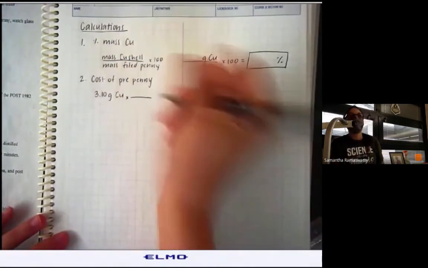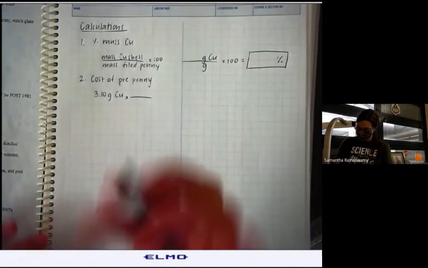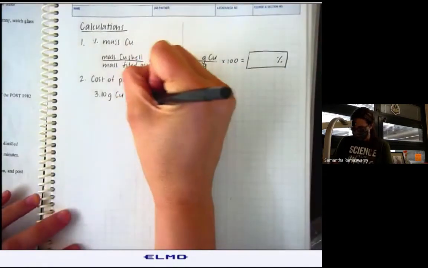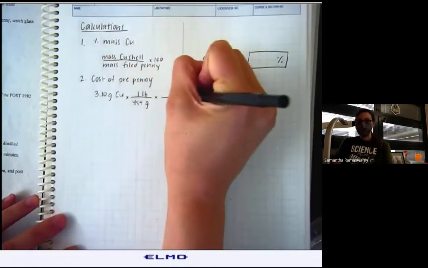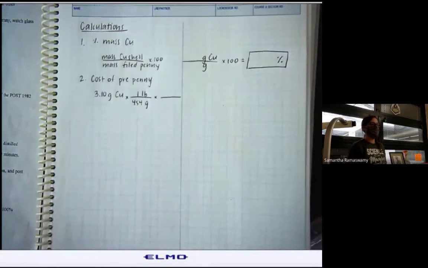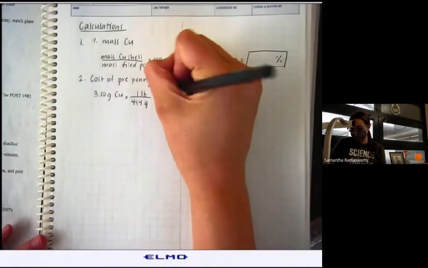And what it wants us to do is use the cost of copper to figure out the cost of one of these pennies. So I gave you the pounds to grams conversion on the lab sheet. There are 454 grams in 1 pound. And the reason that we had to go to pounds, even though pounds is an English unit, we're the only ones that use pounds, is that we need to use the grams to pounds conversion because the cost of copper we found was per pound.